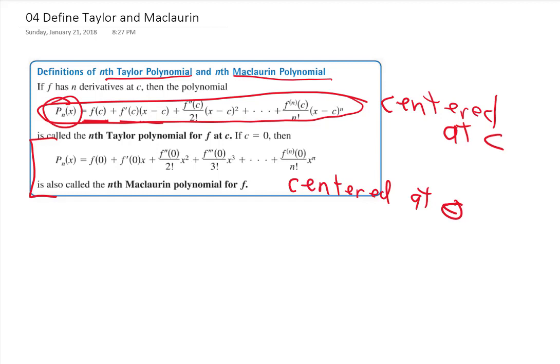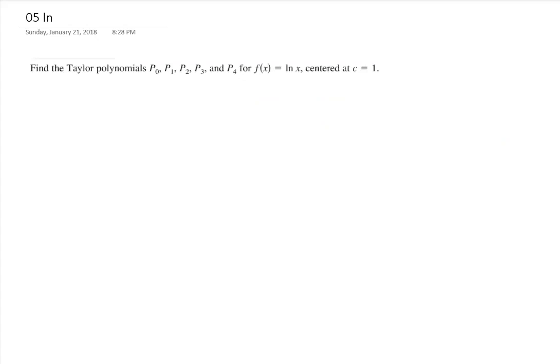We're going to take this information and use it to figure out an approximation to the natural log of a function. You'll notice in what's written here, it says P0, P1, P2, P3, P4. P0 means a polynomial of degree 0, so we're just going to use the function value for it. P1 would have the first derivative, P2 the second derivative, P3 the third derivative, P4 the fourth derivative, and so forth and so on. So if we're going to start this off, notice that it's centered at c equals 1, so that's going to be a Taylor polynomial.